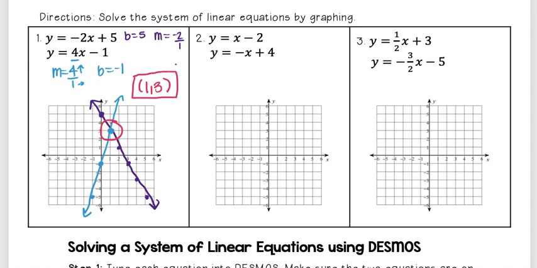Okay, let's try the next one. Here, my m is equal to 1, and I know that because anytime there's not a number in front of x, there's really an imaginary 1. So m is equal to 1, and b is equal to -2. I'm going to go to my b value, -2, on my y-axis, and then my slope of 1 means I'm going up 1 to the right 1, up 1 to the right 1. I can also go the opposite way by going down 1 to the left 1, so I can draw my graph all the way across.